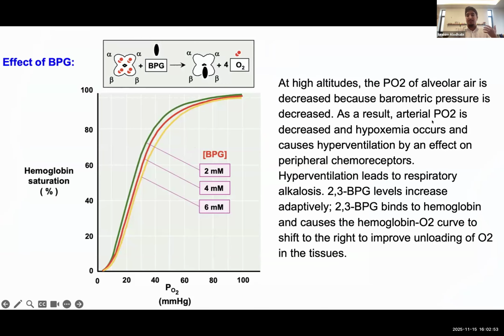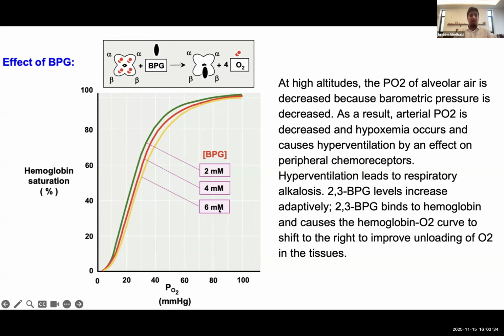To talk about the previous questions in regards to the shift at higher altitudes. So when we're at a higher altitude, the partial pressure of oxygen in the alveolar air is decreased because there is basically decreased oxygen in the atmosphere. This is going to cause hypoxemia, which is going to lead to hyperventilation. This is going to trigger some chemoreceptors in your body, which we're going to discuss later on when we talk about control of breathing. Once that hyperventilation triggers, we're going to have something called respiratory alkalosis. As a response to that, 2,3 BPG levels are going to increase, which is going to bind to the hemoglobin and cause it to shift to the right to improve the unloading of oxygen in the tissues.